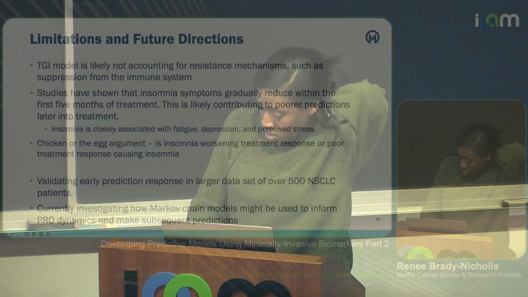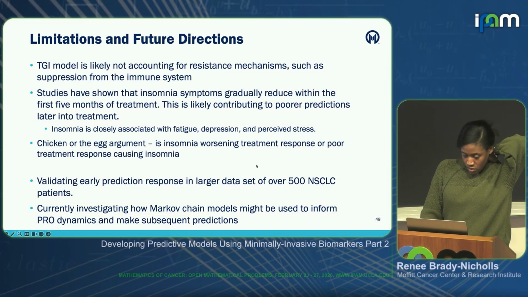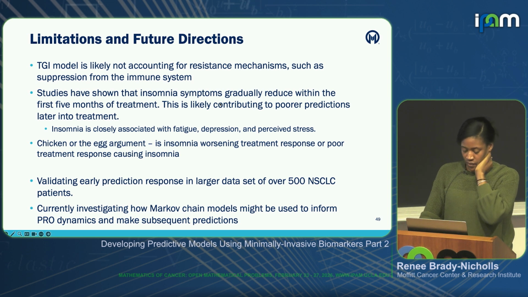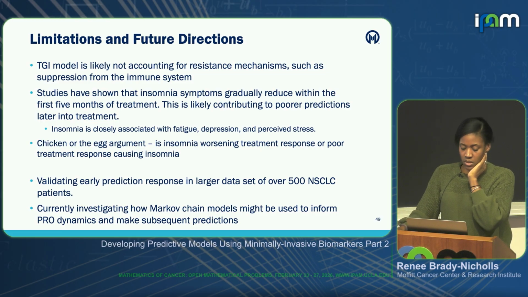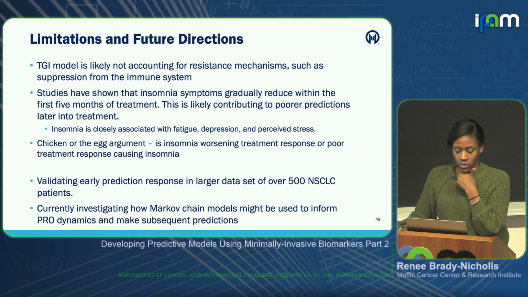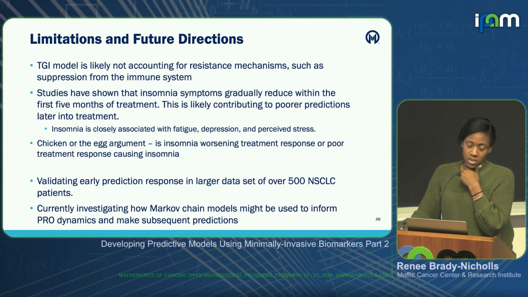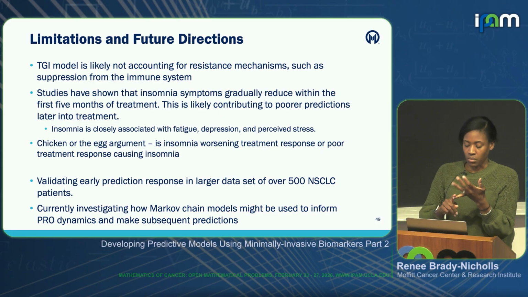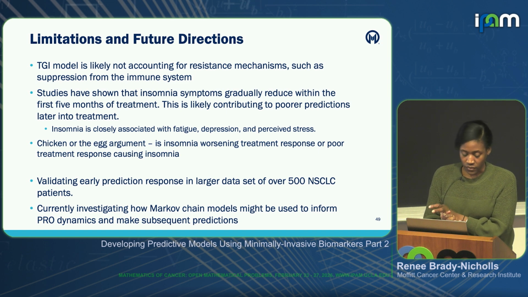So I think I've pretty much gotten there. This is just the conclusions, but we kind of talked about it. And then there are the limitations. The TGI model is likely not accounting for resistance mechanisms such as suppression from the immune system. So maybe our model is too simple. Now, insomnia symptoms gradually reduce within the first 5 months of treatment. The studies have shown that. And this is likely contributing to poorer predictions later into treatment because there is no insomnia, so we can't use it to make these predictions. So wrong model and potentially not enough of a signal.